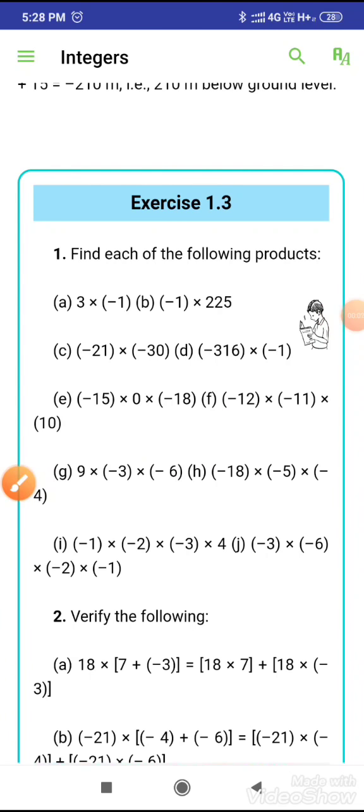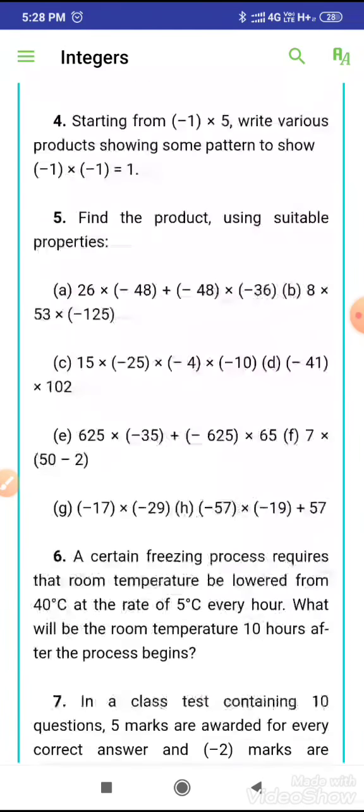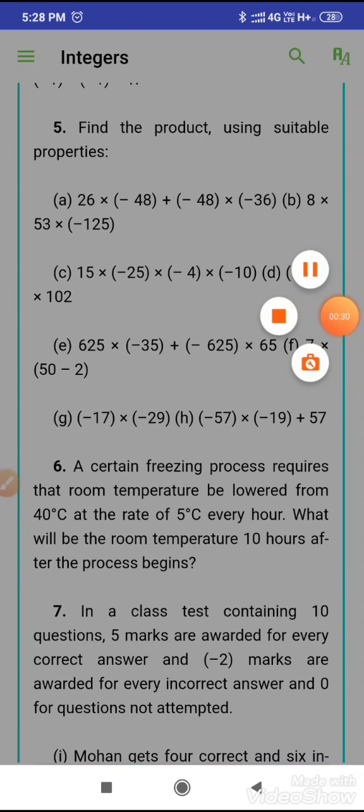Hello students, in our last video we discussed exercise 1.3 up to question number 5, and in this video we are going to discuss the remaining questions of this exercise. So our sixth question is: a certain freezing process requires that room temperature be lowered from 40 degrees Celsius at the rate of 5 degrees Celsius every hour. What will be the room temperature 10 hours after the process begins?